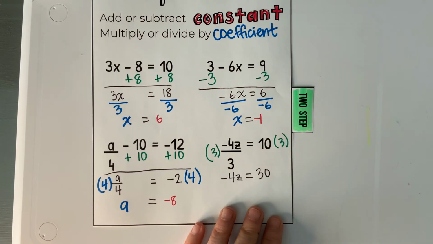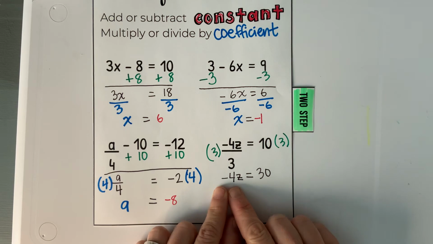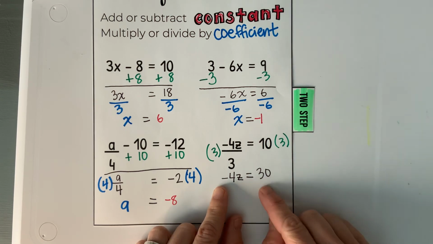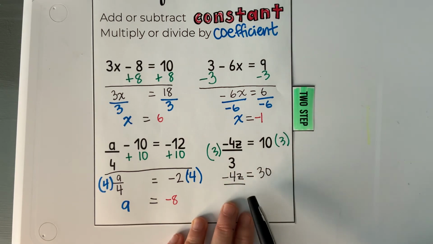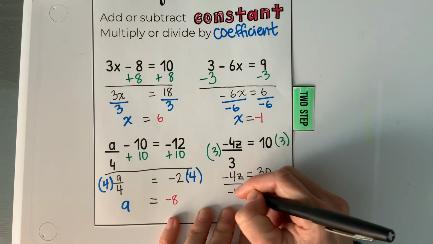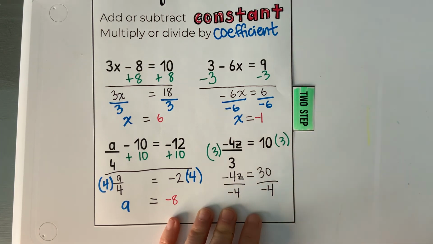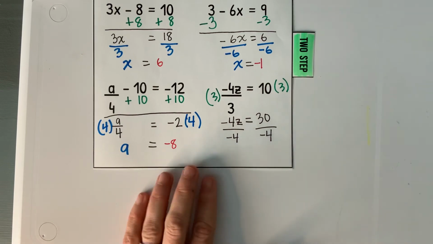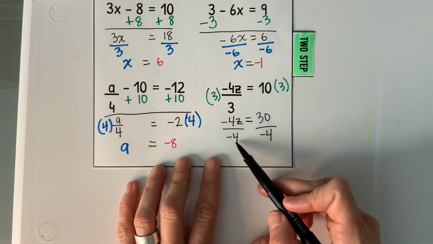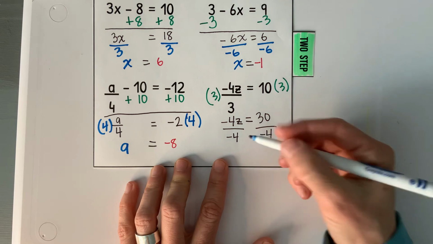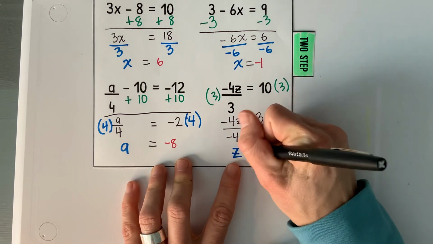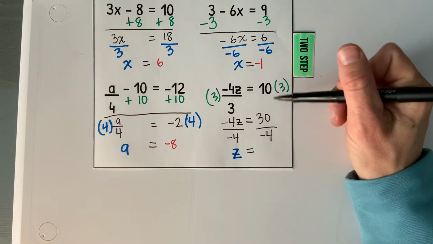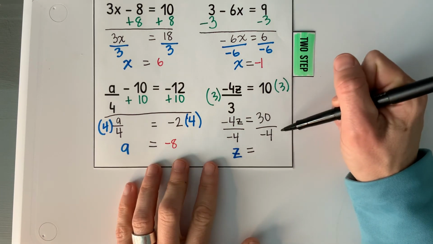Okay, and now I have negative 4z is equal to 30. So I'm going to divide by my coefficient, which is negative 4. Divide by negative 4. And what I do to one side, I do to the other. So negative 4z divided by negative 4, I now am going to have just plain old z. Z is equal to, and then I have 30 divided by negative 4.